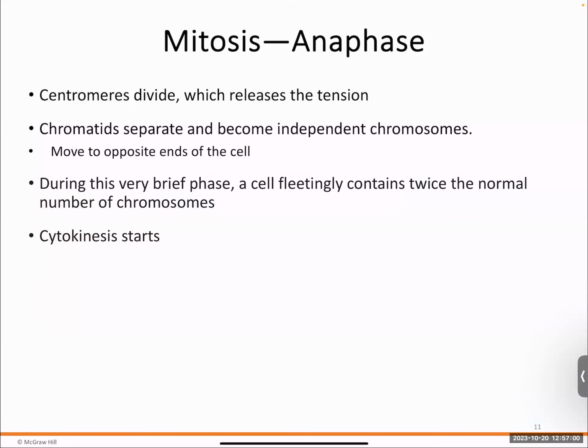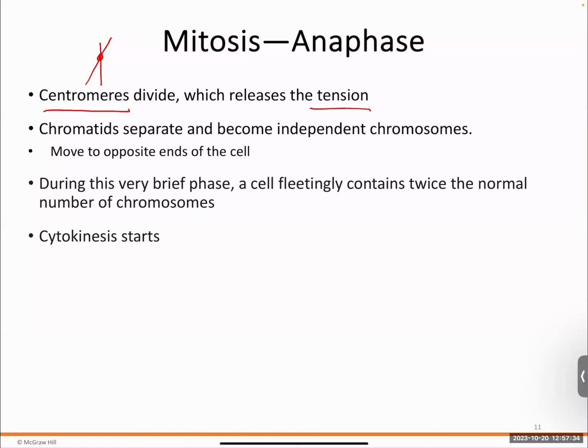Now, as of right now, we haven't separated any genetic information. So that's what takes place in the anaphase. What happens in anaphase is that the centromeres start to divide. The centromere was the point of attachment, right? So if this was my X, this was the centromere. Centromeres slowly start to fall apart, and that allows the tension that's being placed on the chromosome to be released.